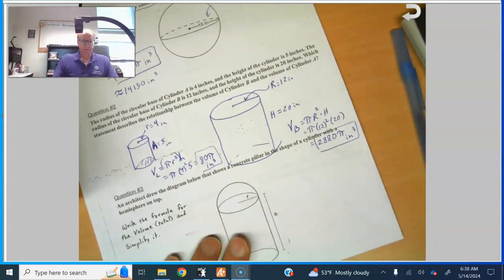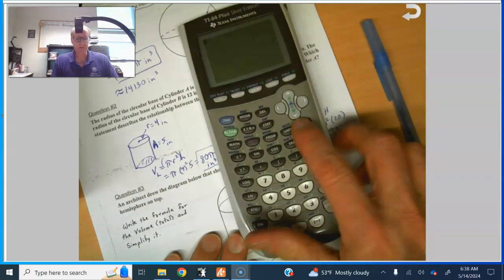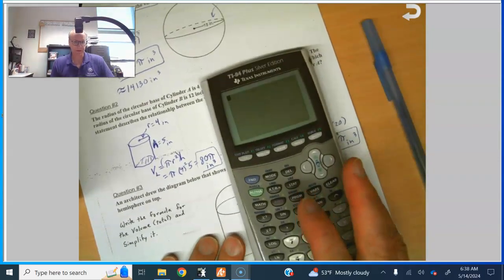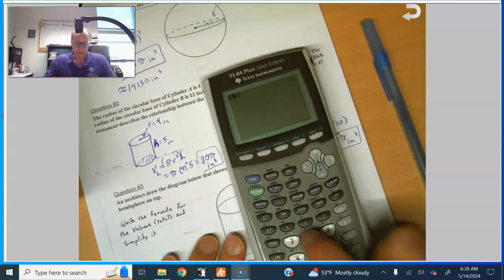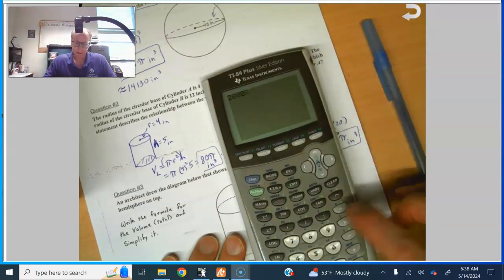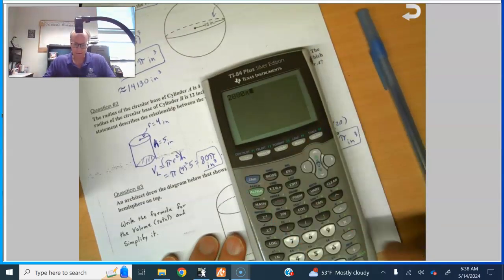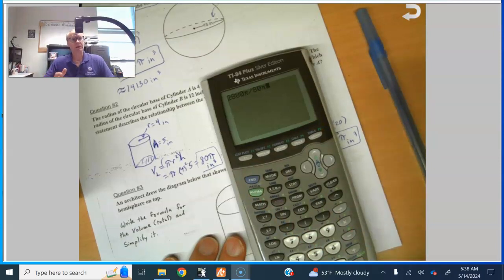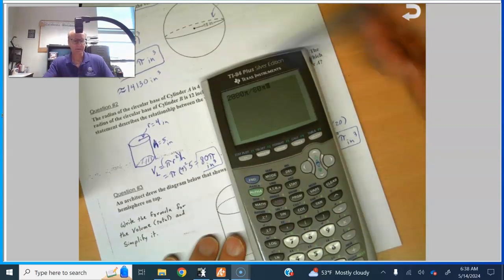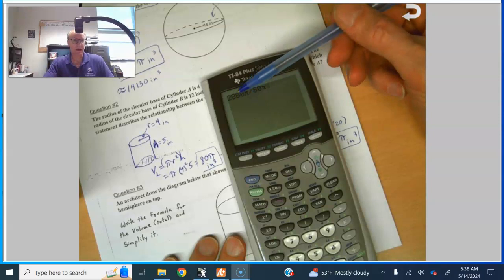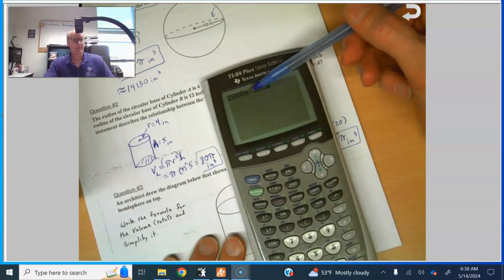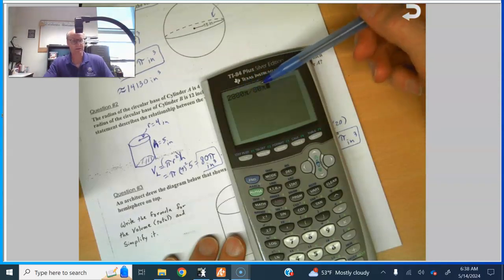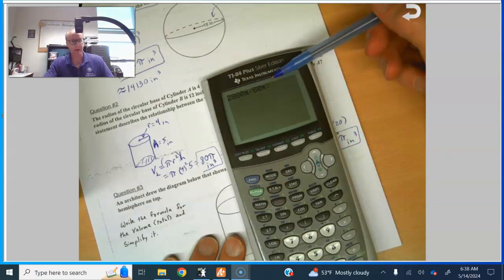When I do this, I just want to show you something. You need to be really careful when you use division on a calculator. If I put 2880 pi and I divide it by 80 pi, I'm going to get the wrong answer. And there's a reason. Your calculator will follow order of operations. It'll take the 2880 pi, multiply it by pi, then divide by 80, and then take that answer and multiply it by pi.